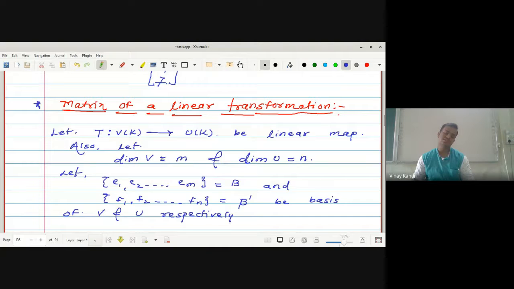What is the meaning of this sentence? V over K is a vector space. U over K is also another vector space, which is the codomain. And this B containing m elements is the basis of our V. And B dash containing n elements, f1, f2, up to fn, is the basis of our codomain, respectively.